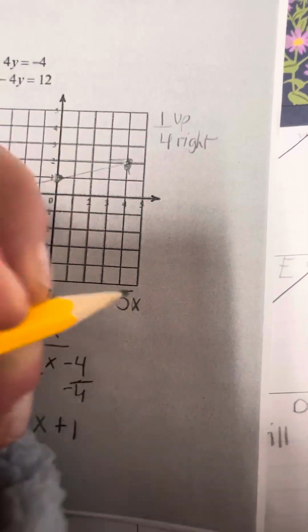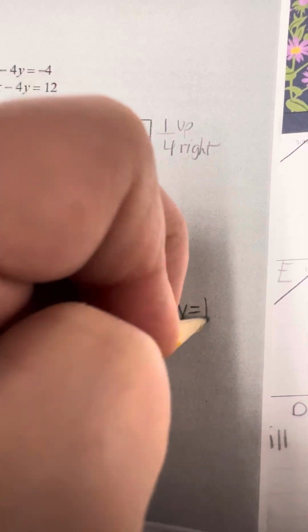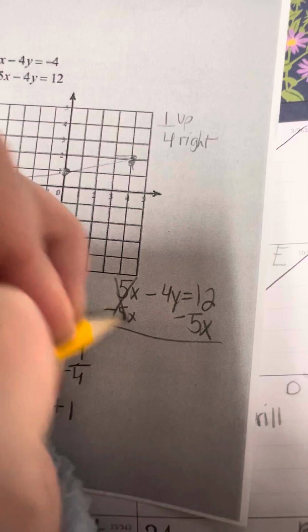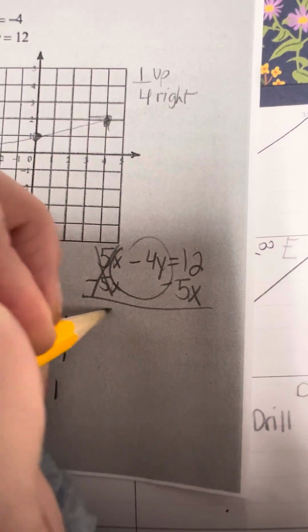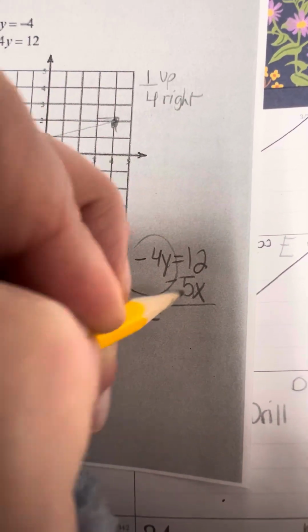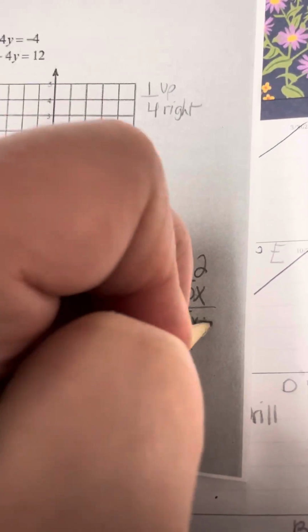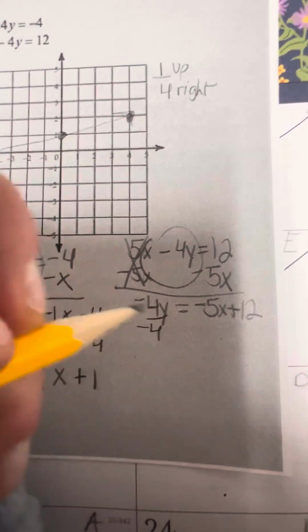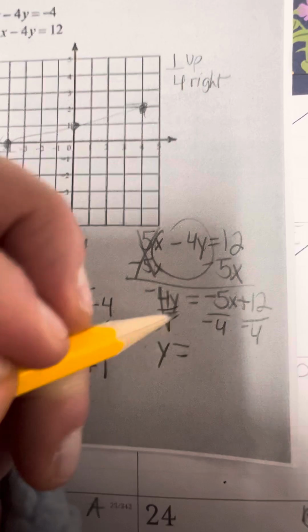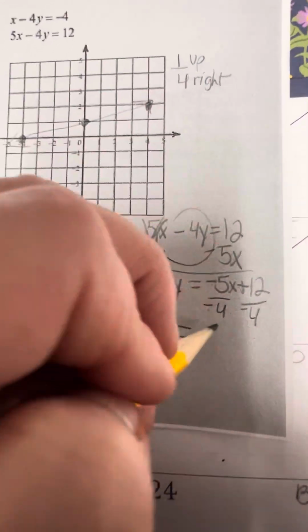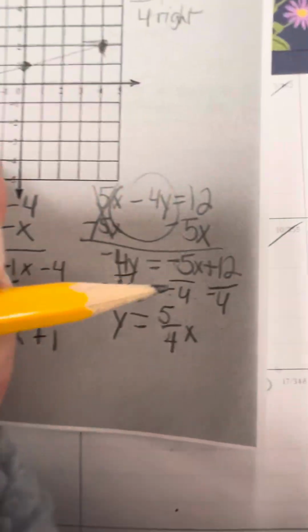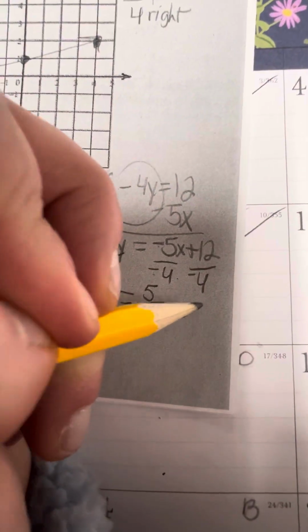So we're going to take that 5x and move it out of there by subtracting it on both sides. When I cancel this out, we are left with a negative 4y, and that is equal to negative 5x plus 12. Same thing as the last one. We're going to divide everything by negative 4. And you get y equals, and this is a negative 5 divided by negative 4, so it's going to be a positive 5/4 x. And then 12 divided by negative 4 is negative 3.